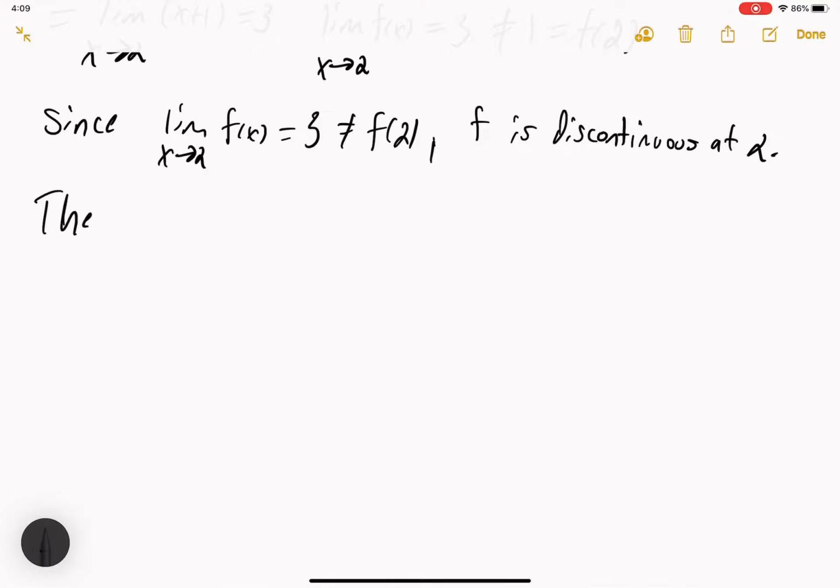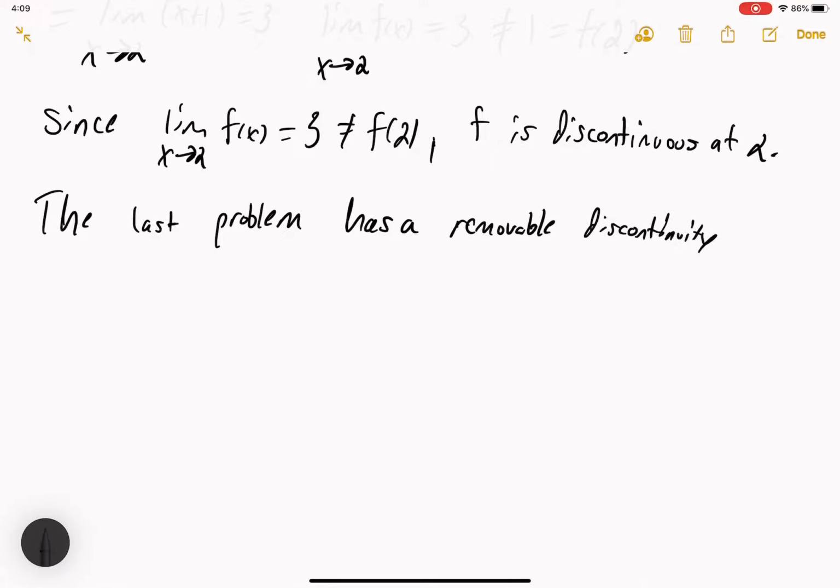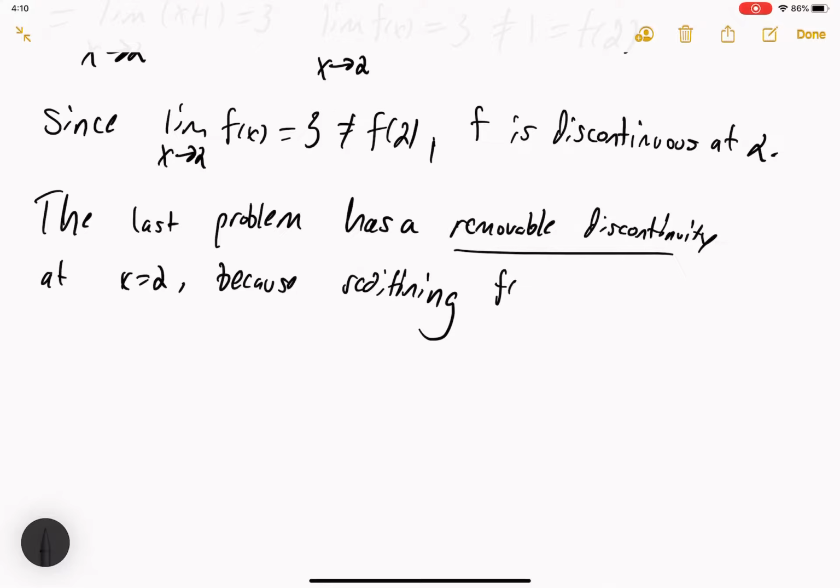So let me write that. We have a removable discontinuity. Let me just clarify, at x equals 2. And the reason why it's called removable is because we can fix that pretty easily. Because redefining f of 2 equal to 3 would make the function continuous.